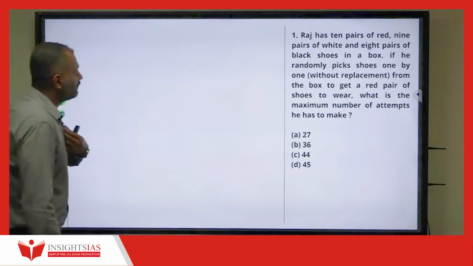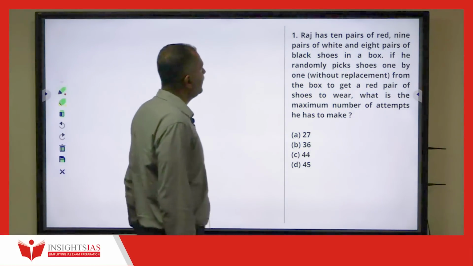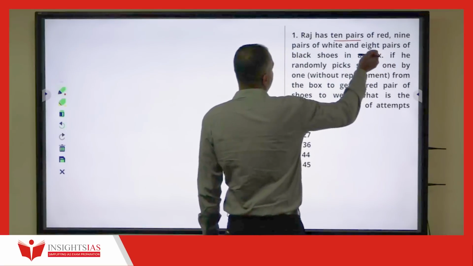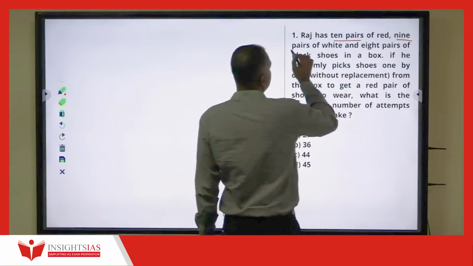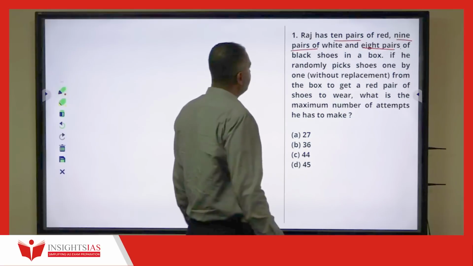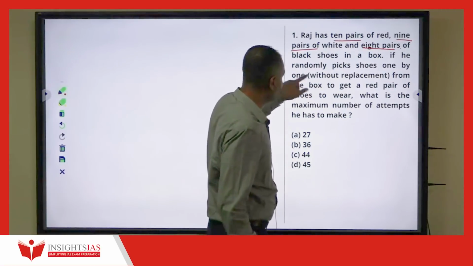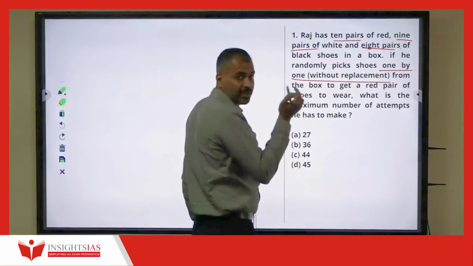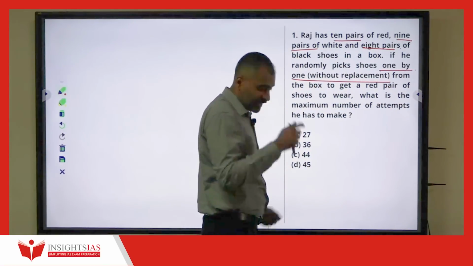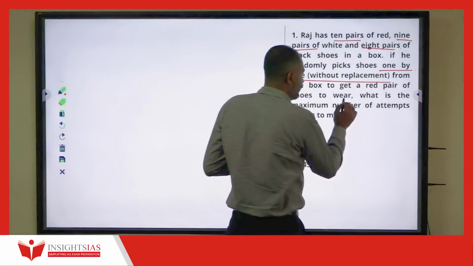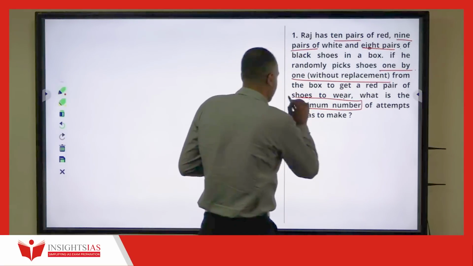Raj has 10 pairs of red, 9 pairs of white and 8 pairs of black shoes in the box. If he randomly picks shoes one by one, without replacement, this is the keyword. He is not picking in pairs, he is picking shoes one by one from the box to get a red pair of shoes to wear. What is the maximum number of attempts?